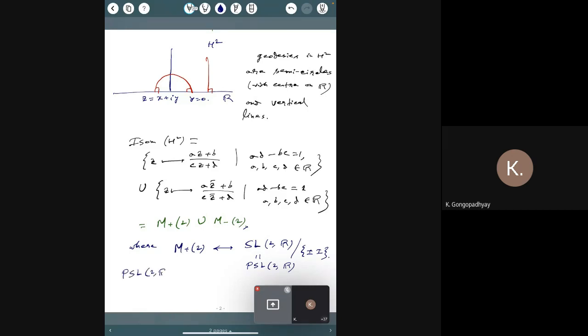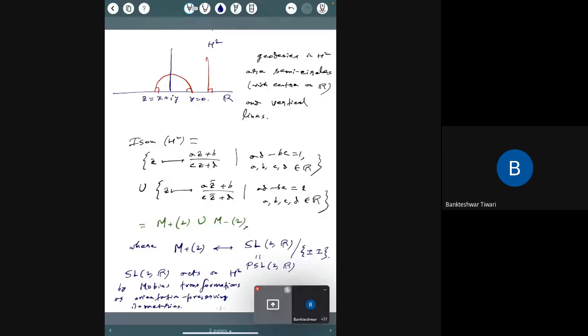So PSL2R, or we say SL2R, acts on H2 by Mobius transformations as orientation preserving isometry. So Krishnendu, I think here in this orientation reversing isometries, this ad minus bc should be minus 1.